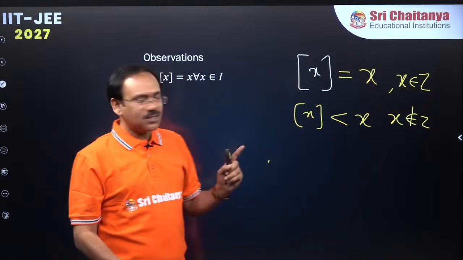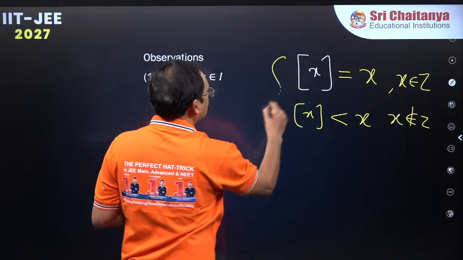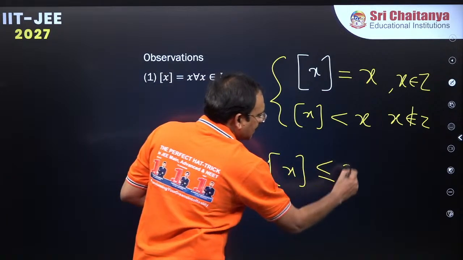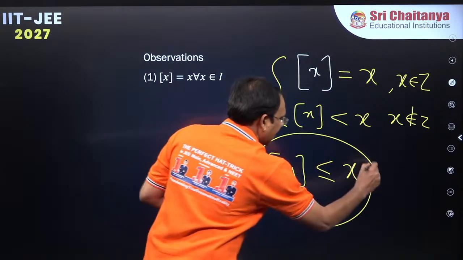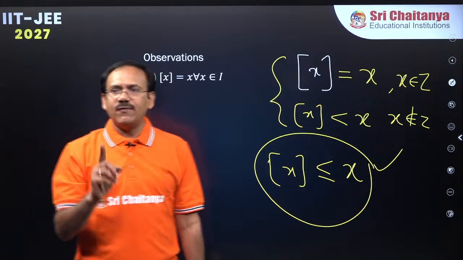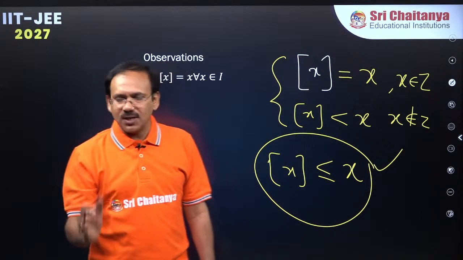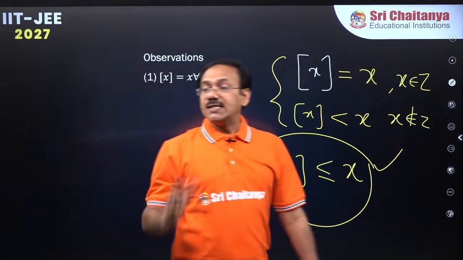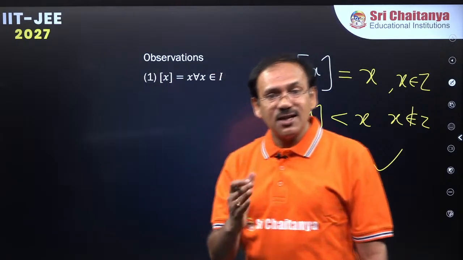So dear students, by combining these two, can I say that step x is always less than or equal to x? Am I correct? It's a wonderful point we use many times in the problems, especially in limits related questions. You must remember dear students, step x is always less than or equal to x.